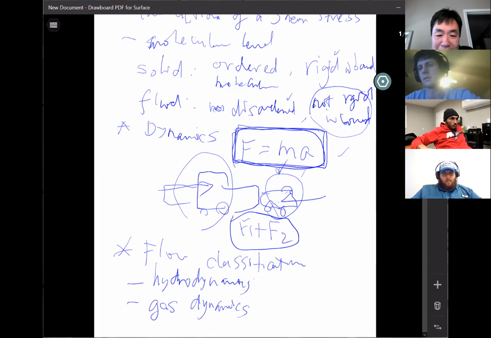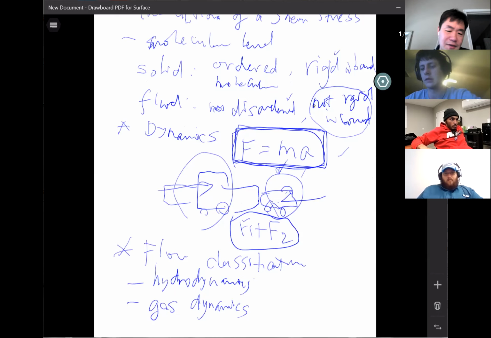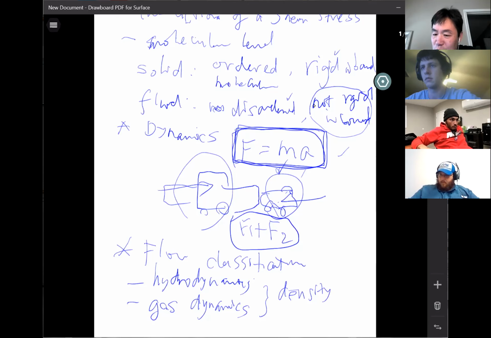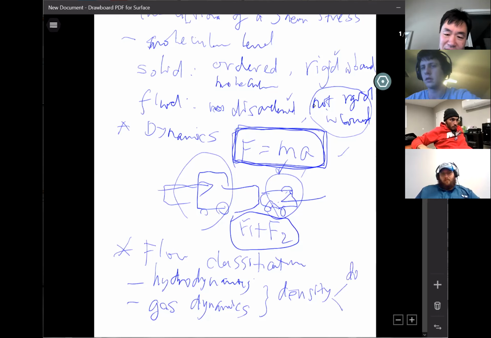So hydrodynamics means the liquid, right? Most of the time when we talk about hydrodynamics, it's water or some other liquid. And gas dynamics means gas, right? So what's the difference between them? I think the difference between them is the density. In one case, density changes easily. In one case, density doesn't change that much. Which is which? Of course, this one doesn't change, and this one does change.